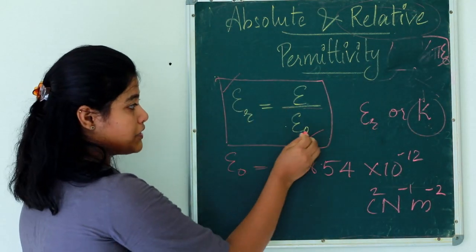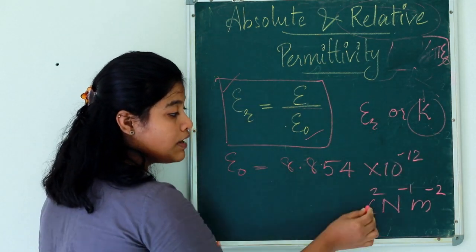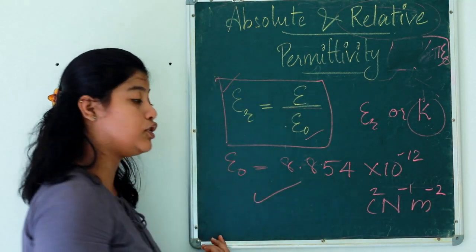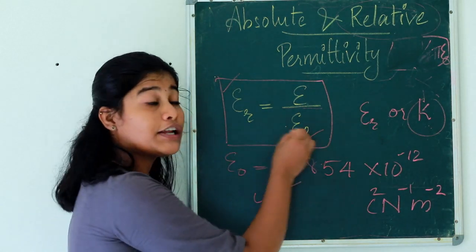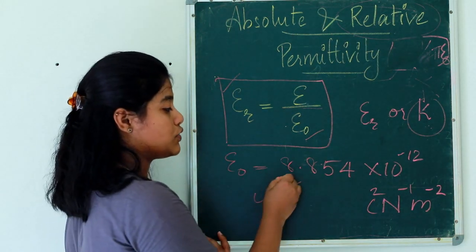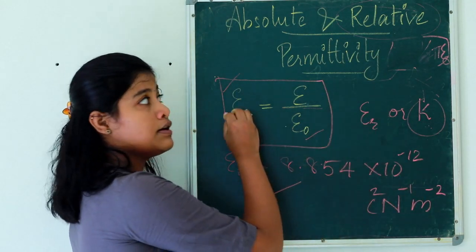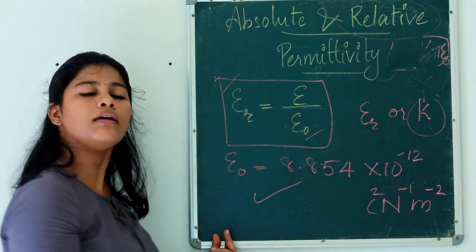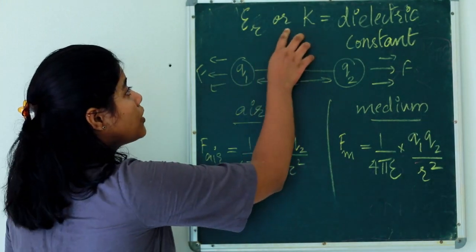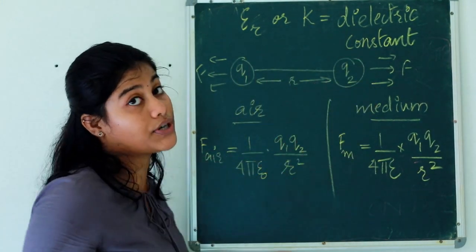Here epsilon 0 is equal to 8.854 into 10 raised to minus 12 coulomb square Newton raised to minus 1 meter raised to minus 2. This is the fixed value of epsilon 0. Since epsilon 0 is the absolute permittivity of air or vacuum, it has a fixed value, that is epsilon 0 is equal to 8.854 into 10 raised to minus 12. So epsilon r is the relative permittivity, and it's given by epsilon by epsilon 0. We just said that epsilon r or k is the dielectric constant.